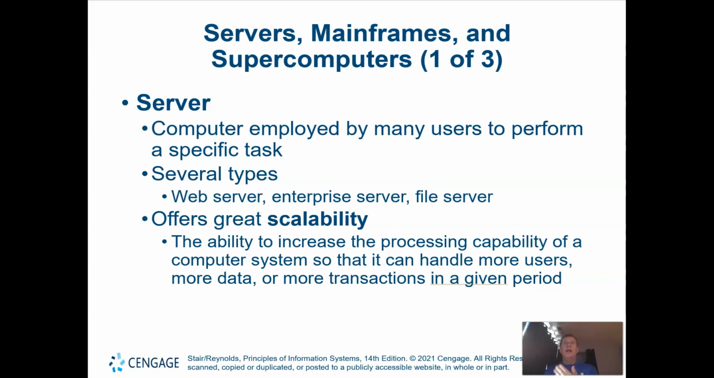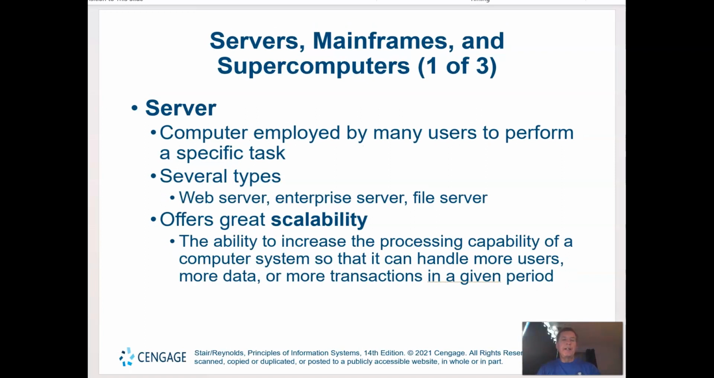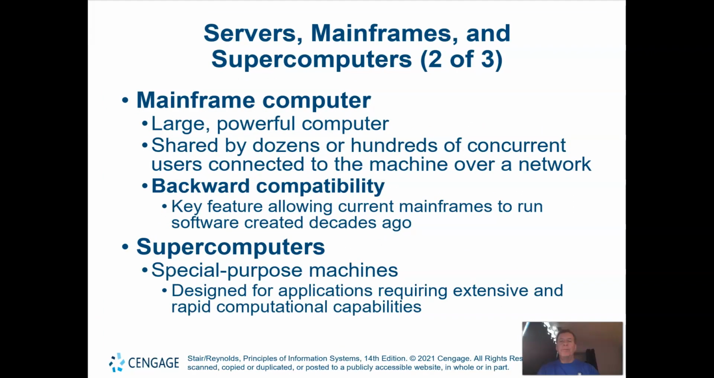And an enterprise server stores and processes information and programs that the organization needs along the way. So it's really kind of neat, and it offers scalability. Servers in the cloud have even increased that scalability. So there are types of computers. One is the mainframe. A mainframe is a large, very powerful computer, shared by dozens or even hundreds of current users connected to the machine over a network. Mainframes can support thousands of users at the same time, which is pretty exciting.